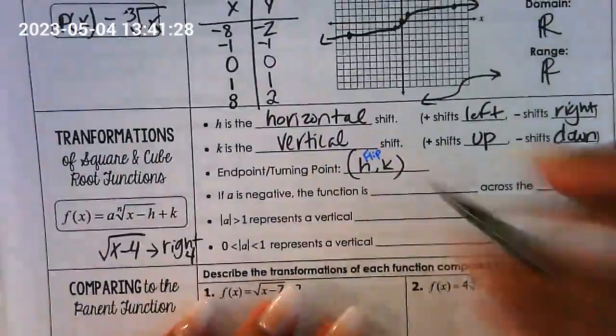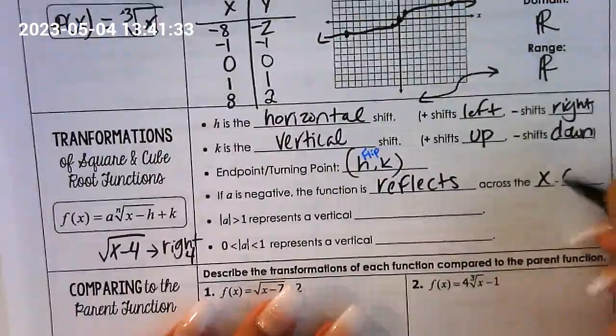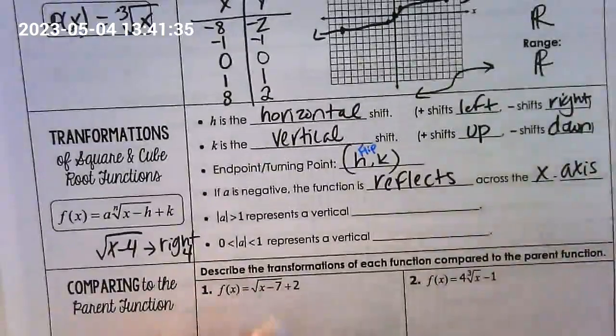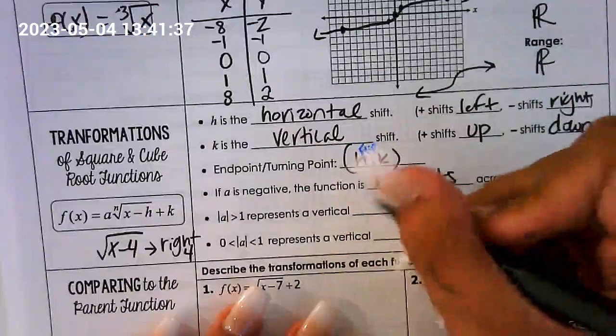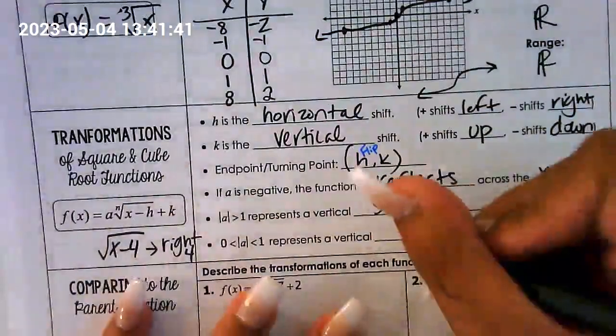Alright, if A is negative, it reflects across the x-axis. If it's more than 1, it's going to stretch. And if it's between 0 and 1, it's a compression.